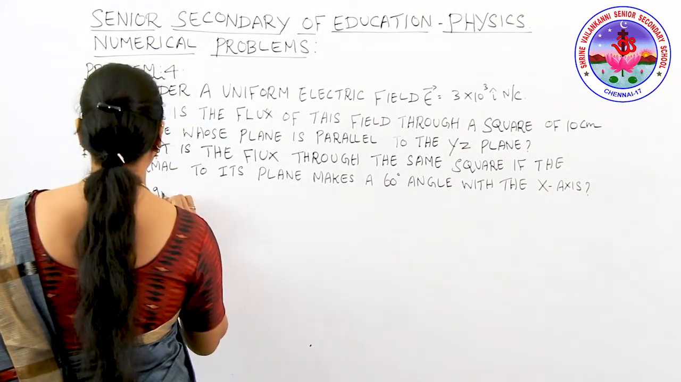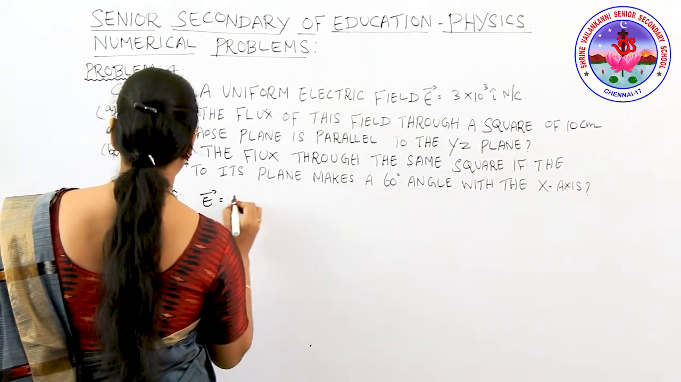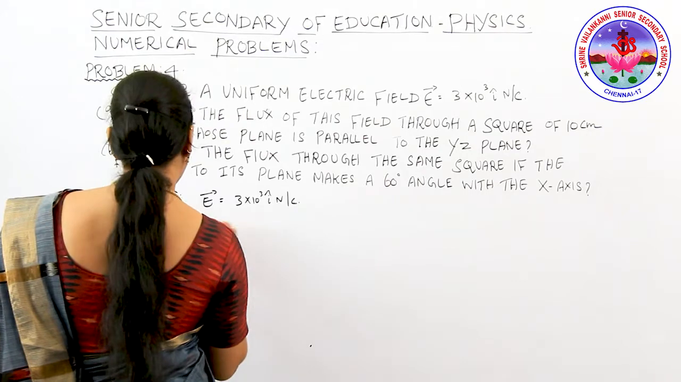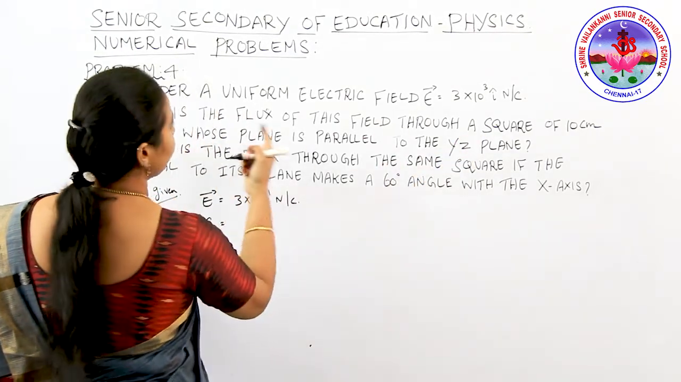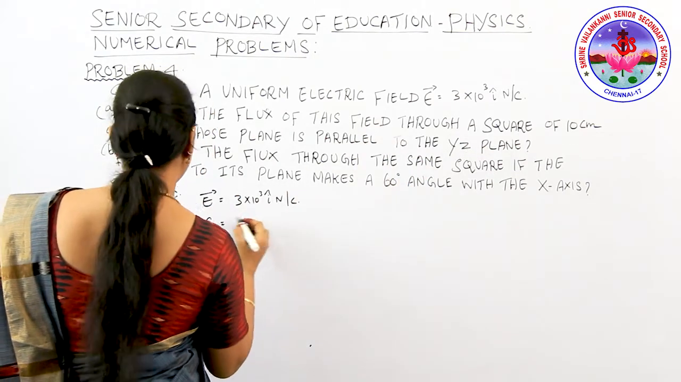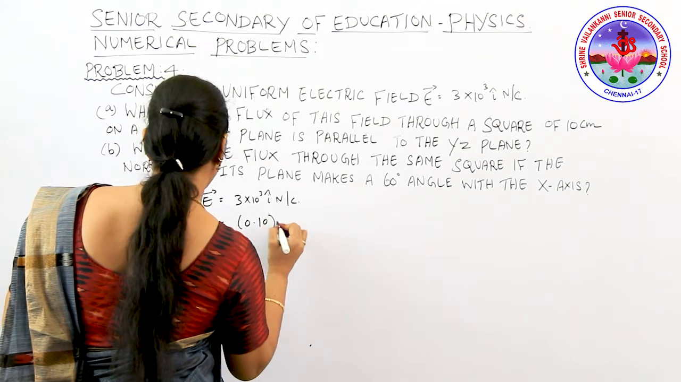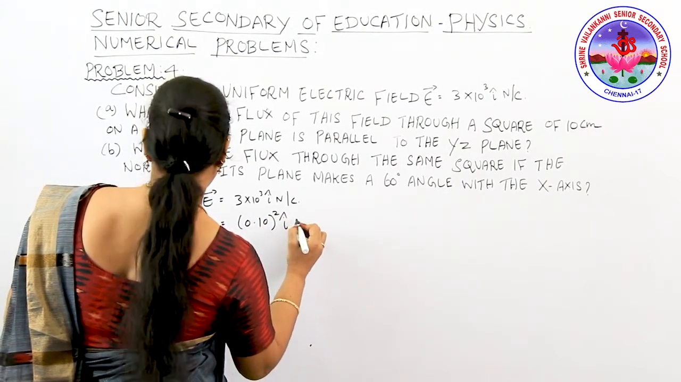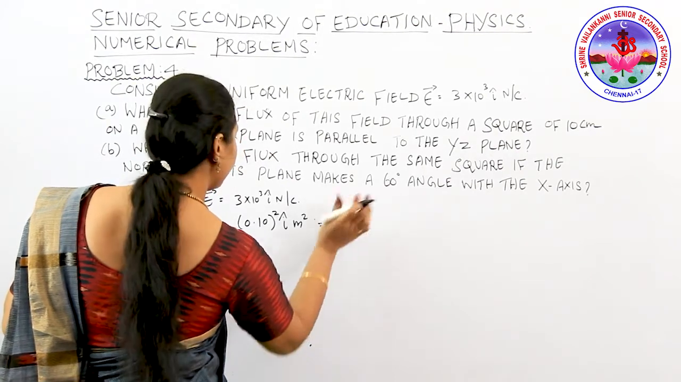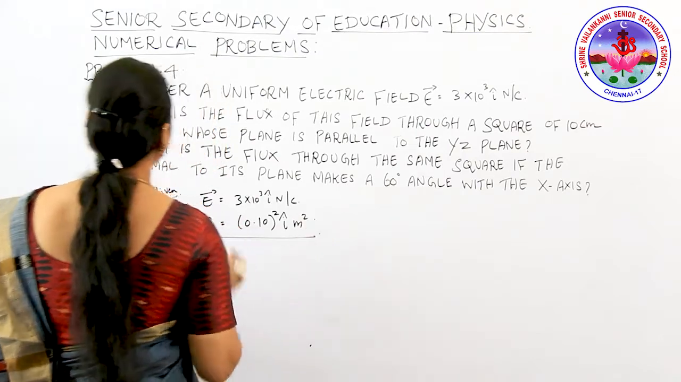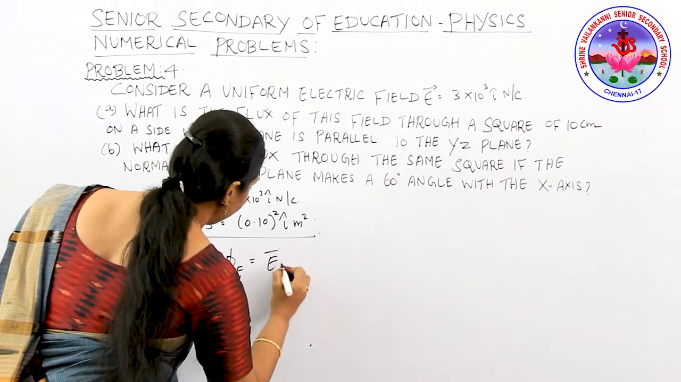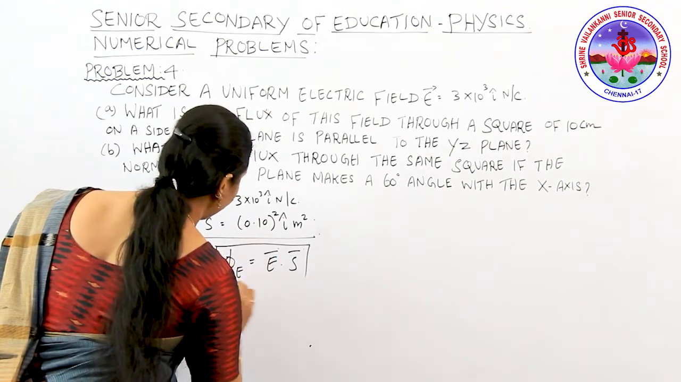The given is E vector, that is the electric field, equal to 3 into 10 power 3 i cap Newton per coulomb. And they have given the surface, a square of side 10 centimeter. So S is equal to 0.10 whole square i cap meter square, which is the area, equal to 30, and we can keep this value like this only. Then for question A, what is phi E, the electric flux? What is the formula? E vector dot S vector.